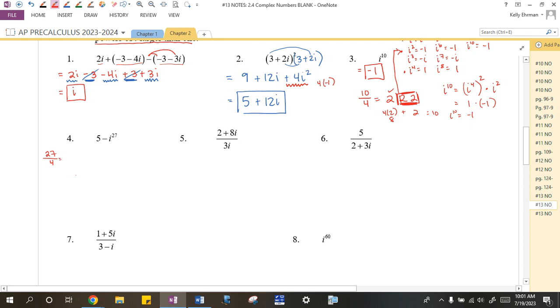So I'm thinking, okay, well, 4 times 6 gets me up to 24. But then I have this remainder of 3. Or if you don't like that, i to the 27th, what we're saying is get it as close to 27 as possible. So multiply 4 by 6 to get yourself up to 24, and then multiply in another i to the third. So we have 24 plus 3, that's 27. This is the same as 1 times negative i. So this is 5 minus negative i, which means we have 5 plus i as our final answer.